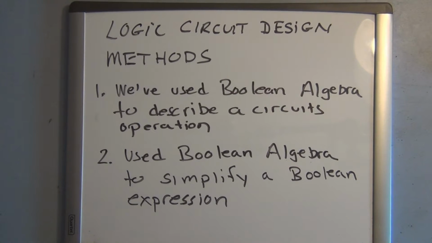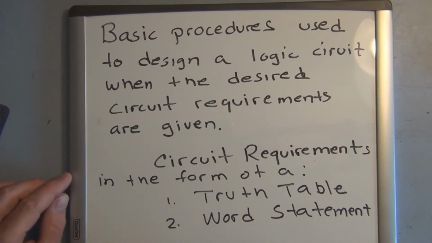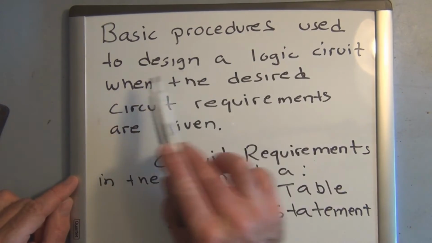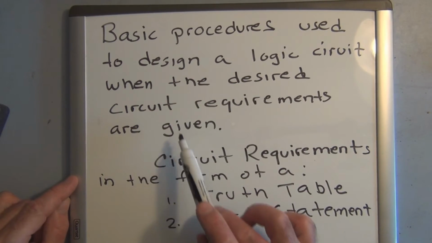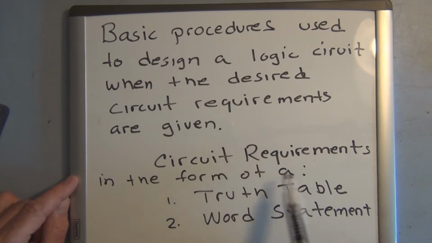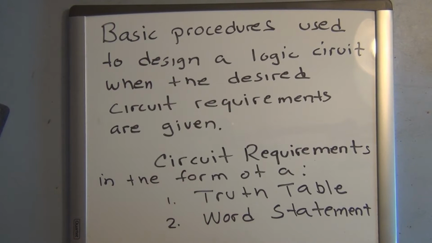But now we're going to go over the basic methods used to design a logic circuit when the circuit output requirements are given. The circuit requirements are usually given in the form of a truth table or as a word statement describing the outputs that we want for the given inputs.